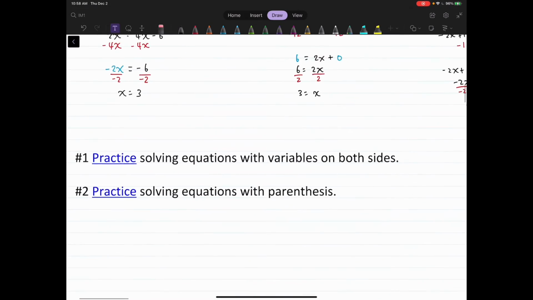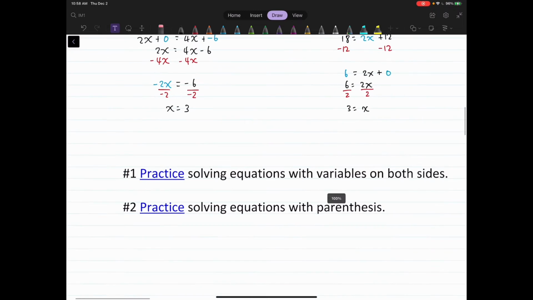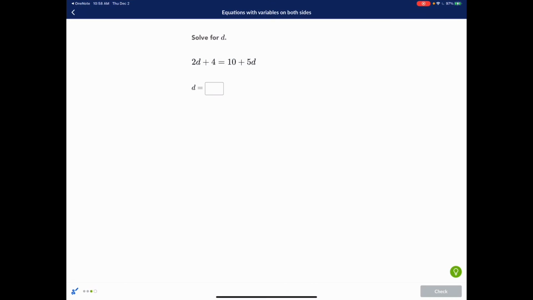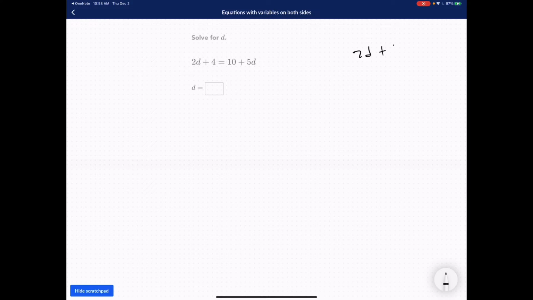I'm assuming that you did. And now let's go through some practice with Khan here. All right, let's look at this problem. I'm going to go through this pretty quickly. So once again, always start by rewriting the problem out. 2d plus 4 is equal to 10 plus 5d.